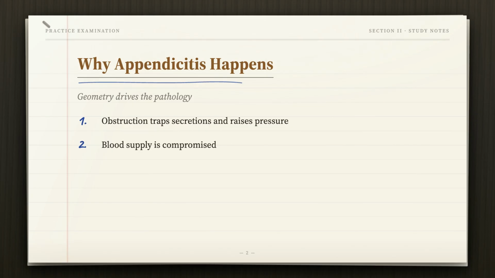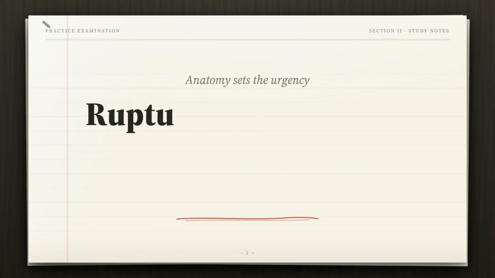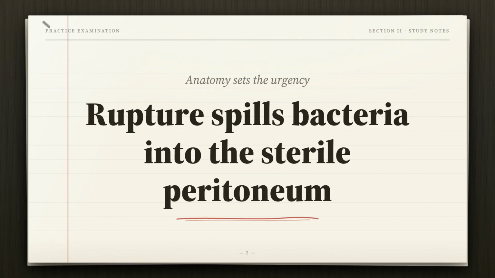Pain starts as vague periumbilical discomfort from visceral afferents, then migrates and sharpens to the right lower quadrant as the inflamed appendix irritates the somatically innervated parietal peritoneum. A ruptured appendix floods the sterile peritoneal cavity with bacteria across an enormous absorptive surface, making appendicitis a surgical emergency driven entirely by the anatomy of that space.